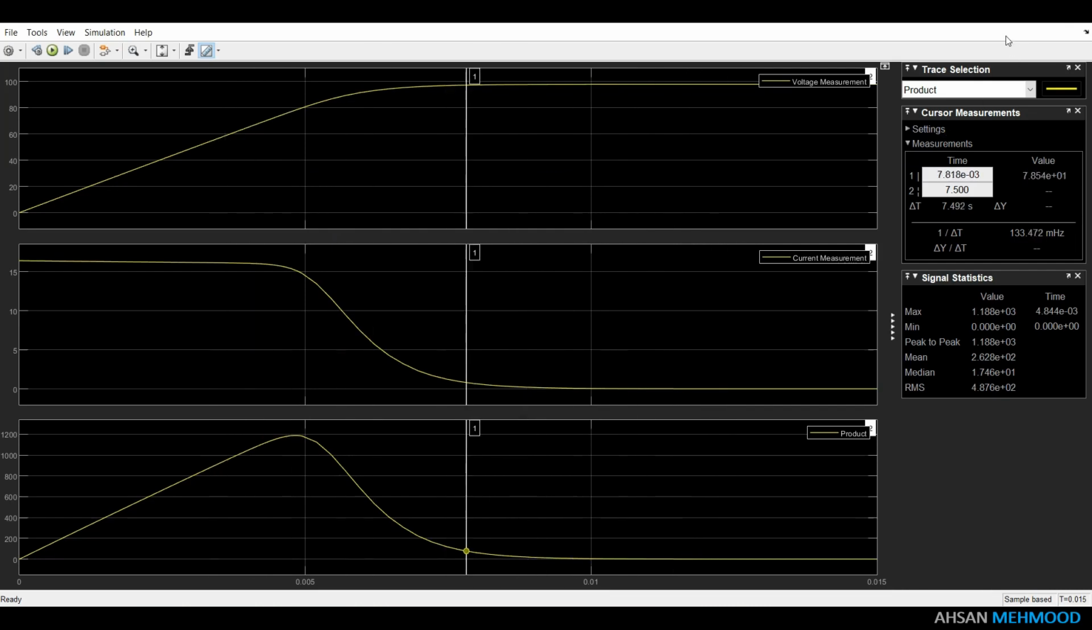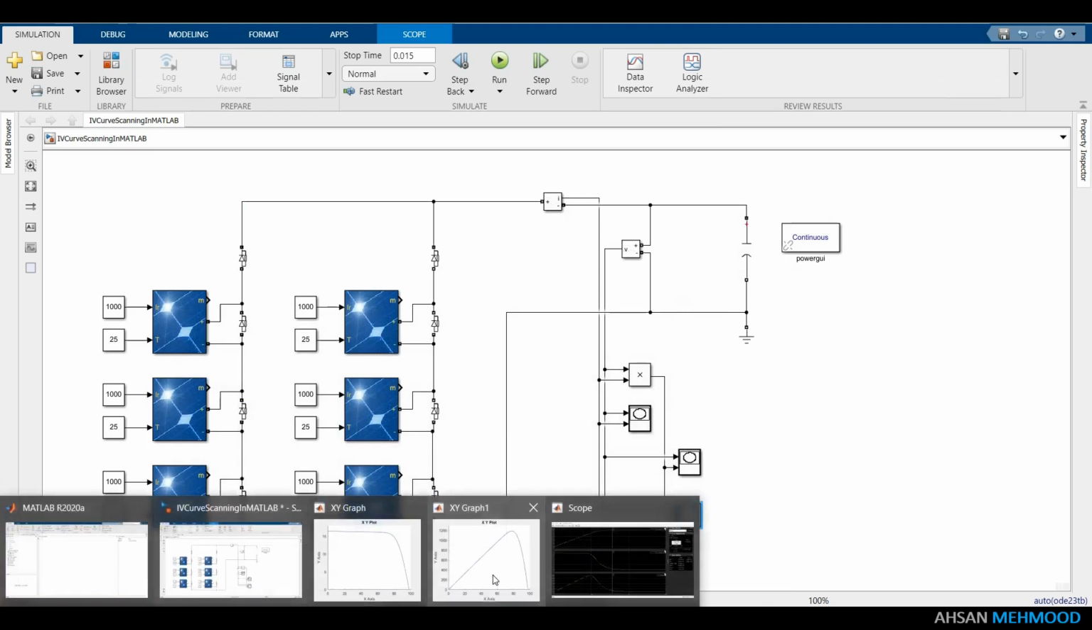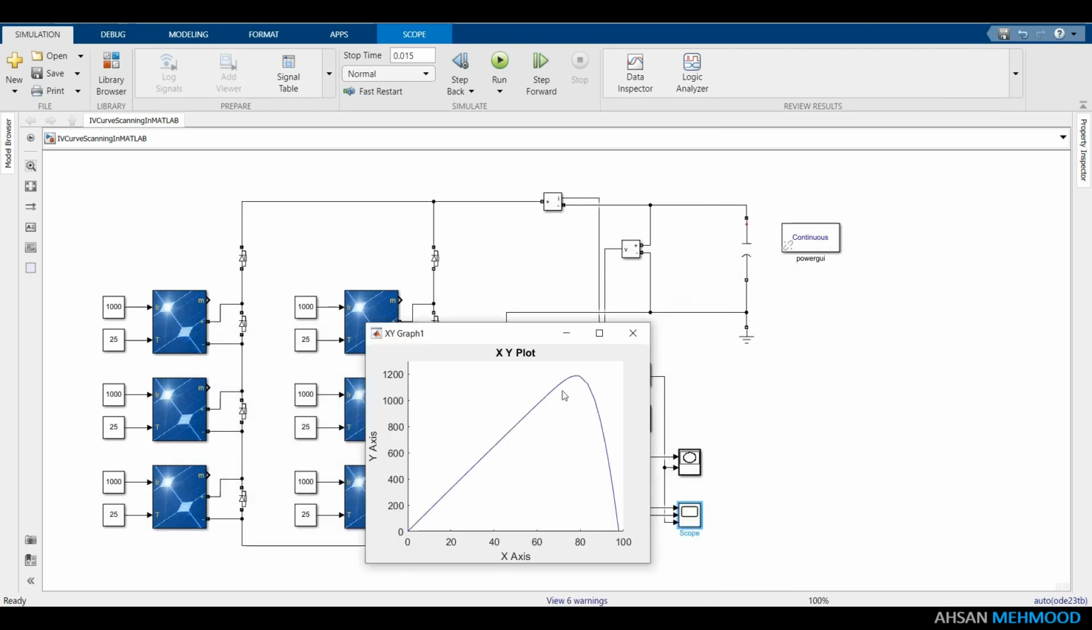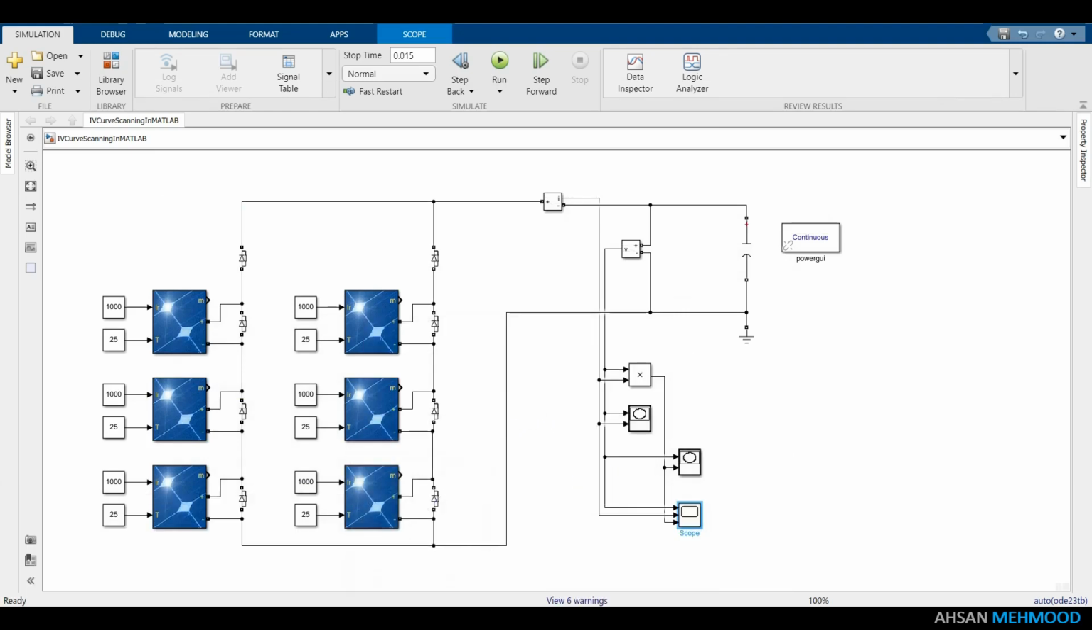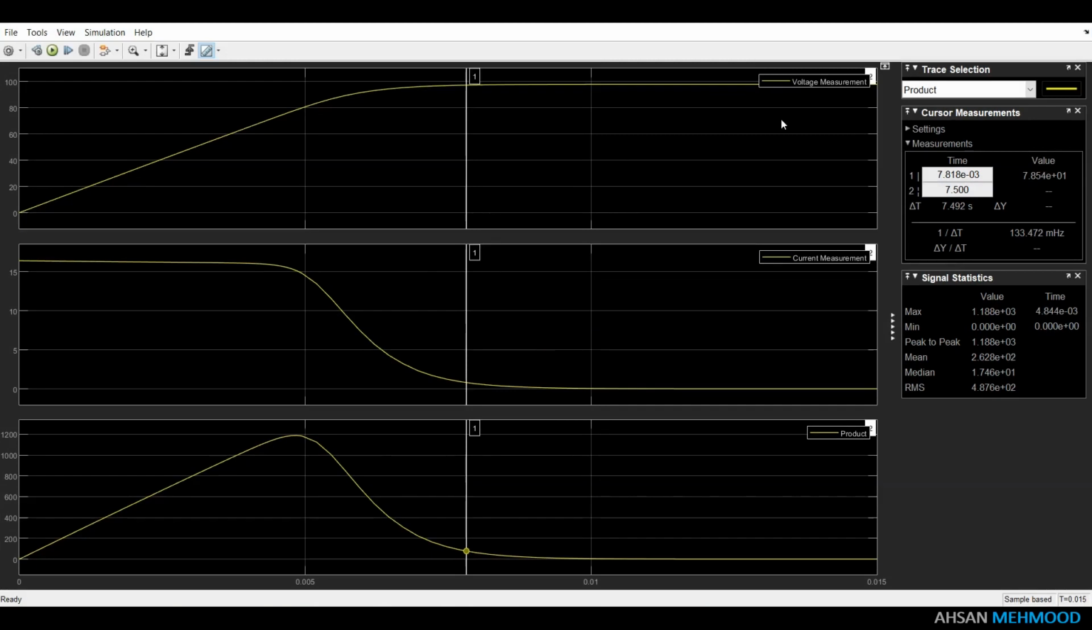XY graphs show that there is only one maximum in PV curve, which means PV array is operating under uniform shading condition. In scope window, you can measure the key parameters of PV array. You can observe that VOC of PV array is 97.9 volt, ISC is 16.45 ampere, and maximum power is 1188 watt.